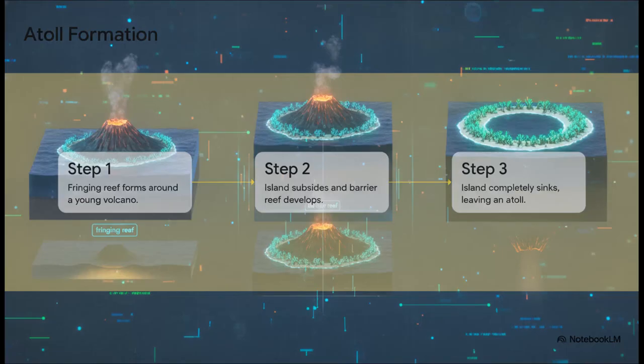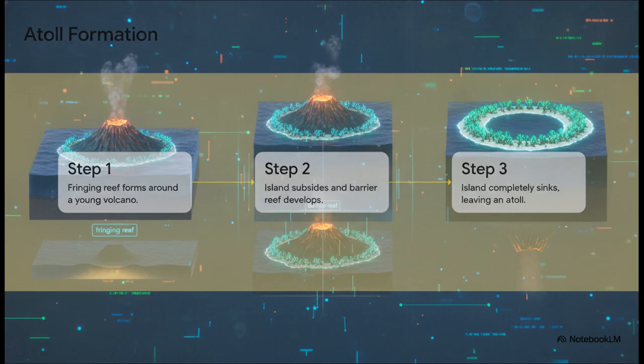Okay, let's step away from the plate edges for a second and look at localized thermal anomalies, hotspots right in the middle of plates, and the really cool biological structures that track them. This builds on a brilliant hypothesis Charles Darwin actually came up with while sailing on the Beagle. Darwin noticed coral reefs only grow in shallow, sunlit waters, right? So step 1, a new volcanic island forms from a hotspot, and a fringing reef grows around its shallow edges.